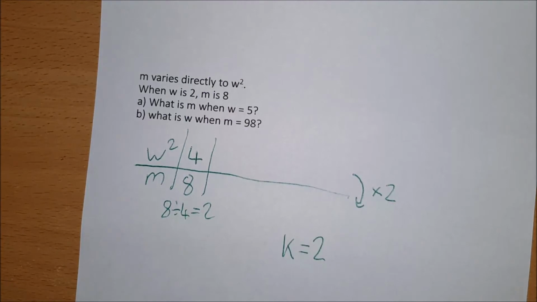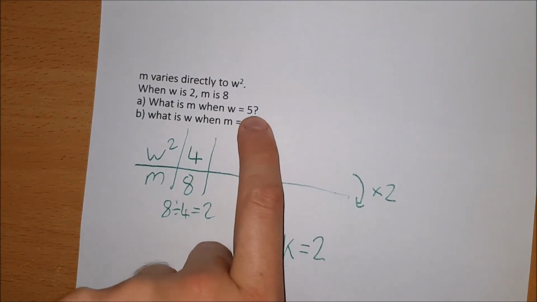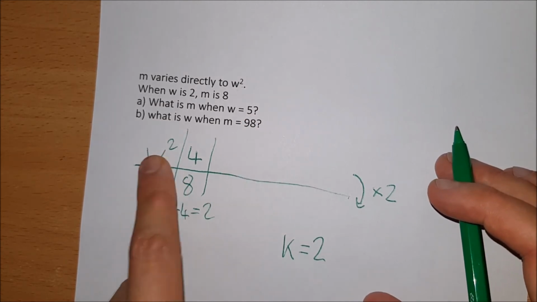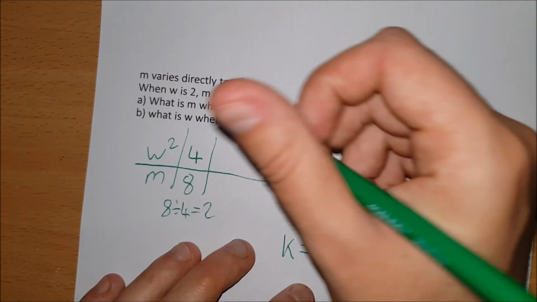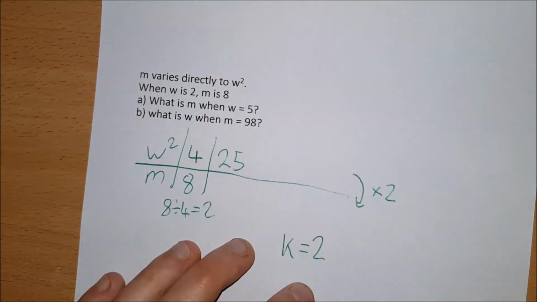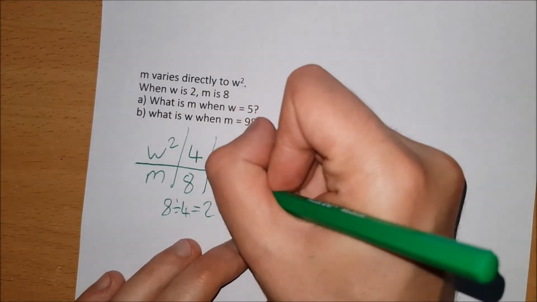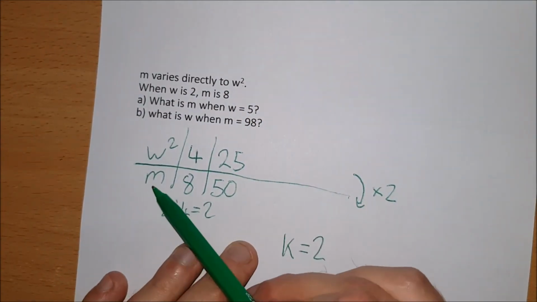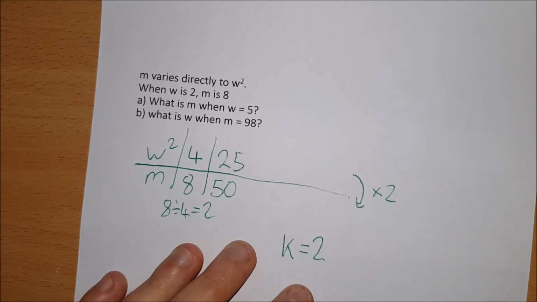So to answer part A, it says what is m when w is 5? Well, we know that w is 5, so I can't write 5 in my table because I need to square it first. And 5 squared is 25. And now I need to times that by 2. And 25 times by 2 is 50. So when w is 5, m is going to be 50.